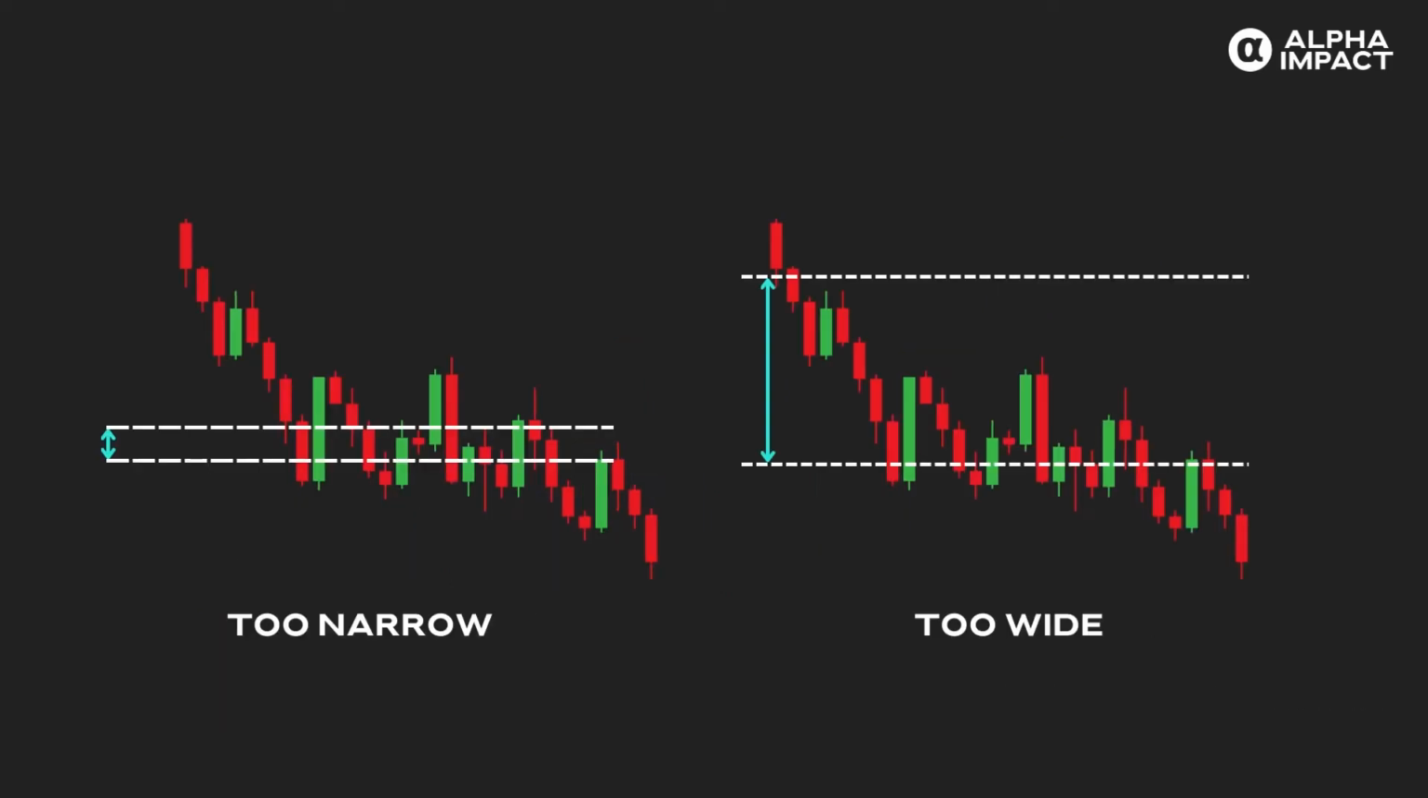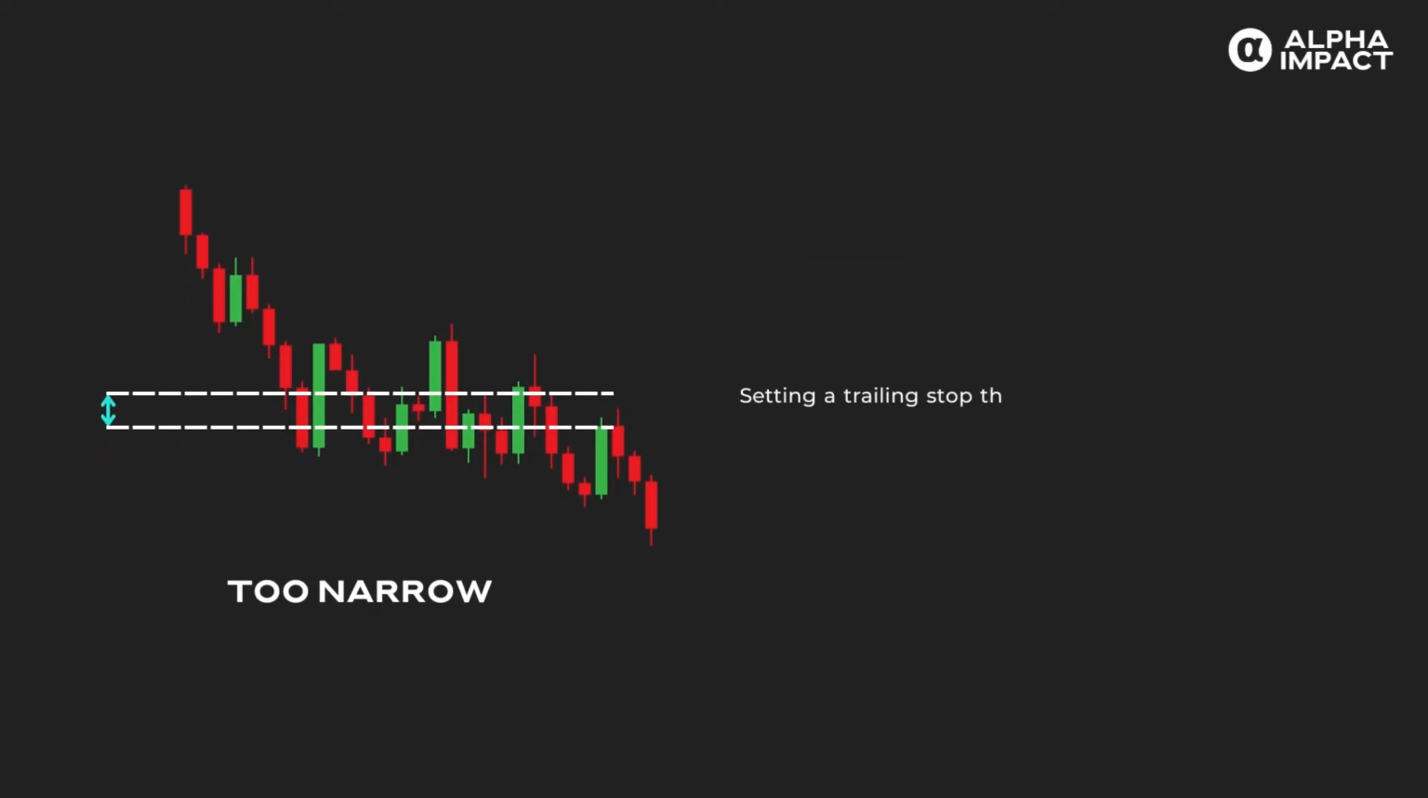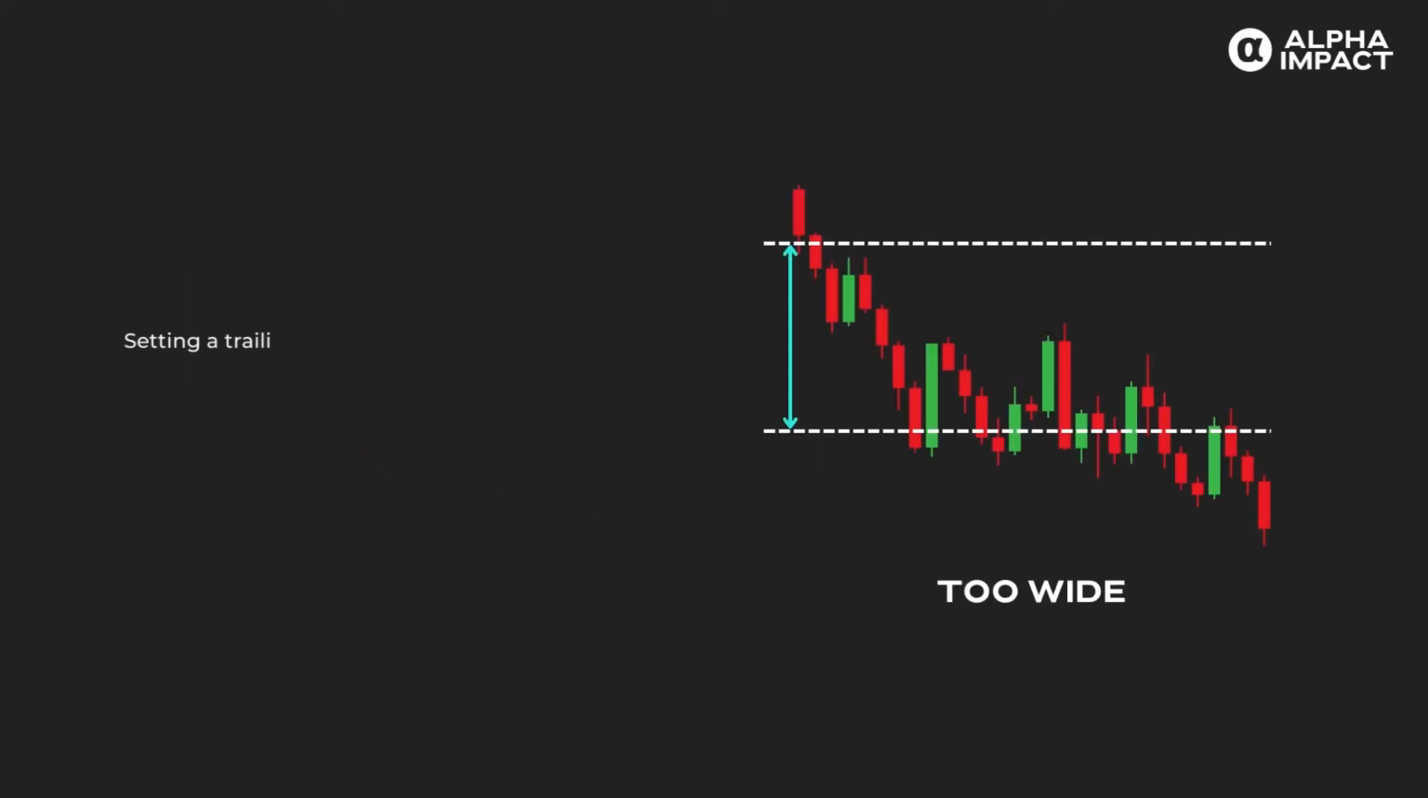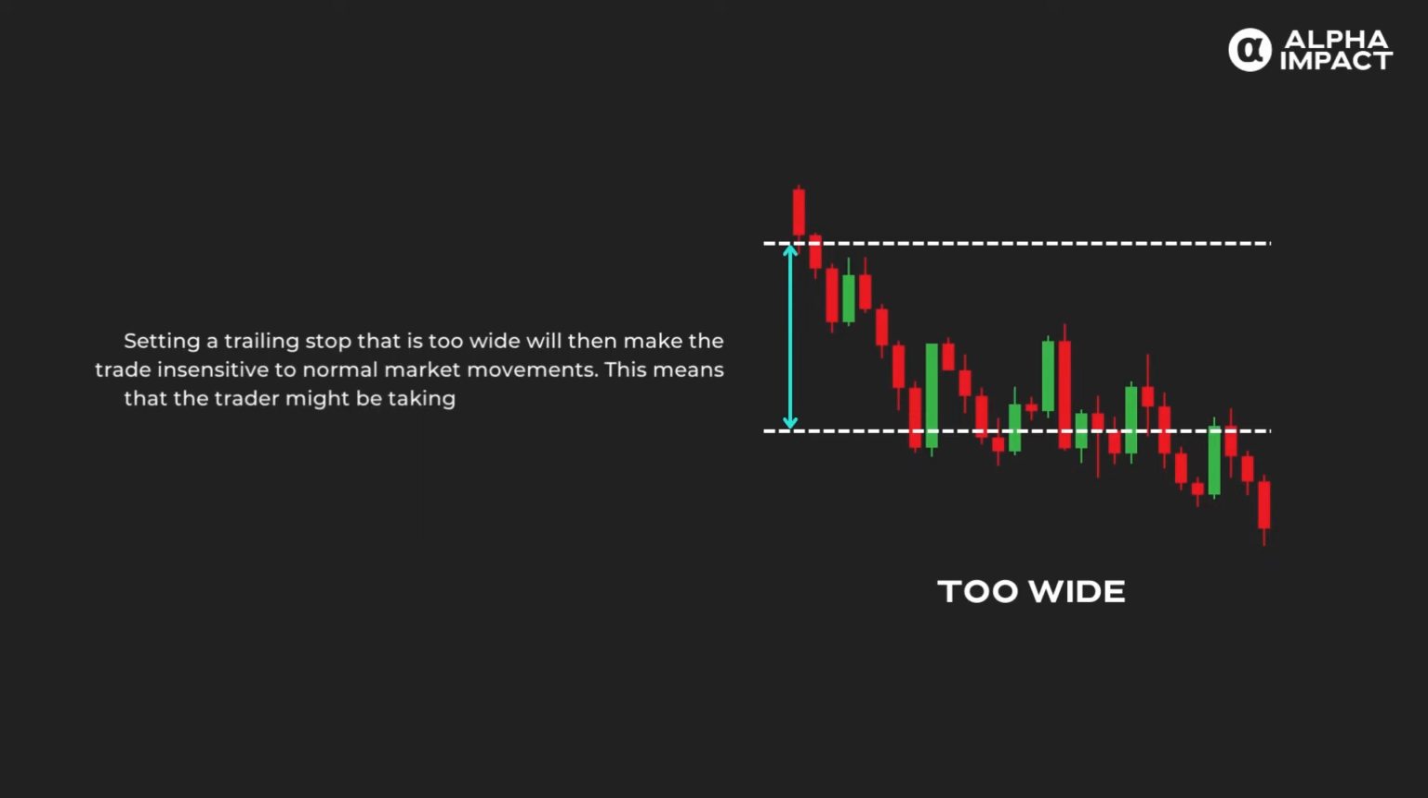The key to mastering this method is to successfully set it at a level that is neither too tight nor too wide. This is definitely difficult as there is never an ideal distance, since the way crypto moves is ever changing. Setting a trailing stop that is too tight might result in a small losing trade. Setting a trailing stop that is too wide will make the trade insensitive to normal market movements. This means that the trader might be taking unnecessarily large risk. They might be making unnecessarily large losses or giving up more profit than need be.